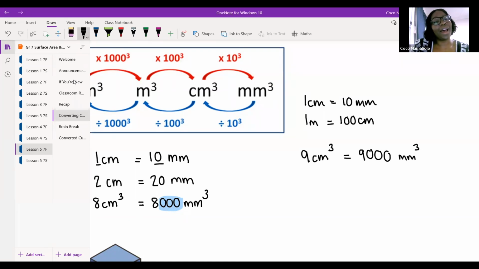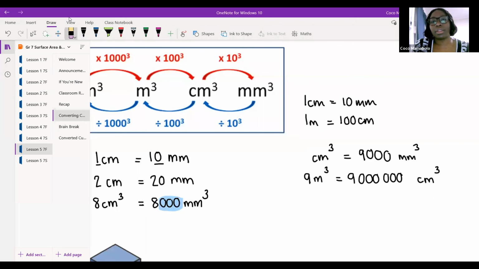Okay, if I have 9 meters cubed, how many centimeters cubed do I have, guys? How many zeros am I going to put on the end? I'm going to have 9. Good, 6 zeros. 1, 2, 3. 1, 2, 3. Okay, 6 zeros. Okay, excellent. So I'm going to get 9 million centimeters cubed.